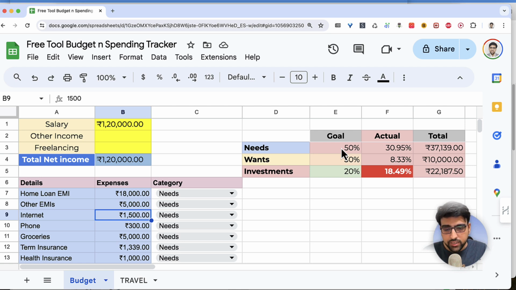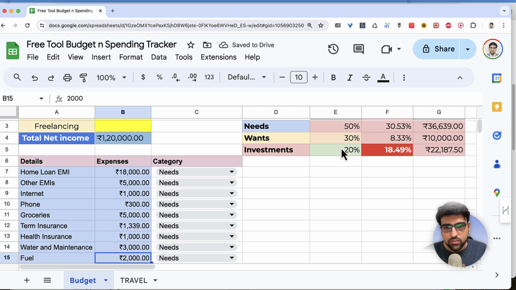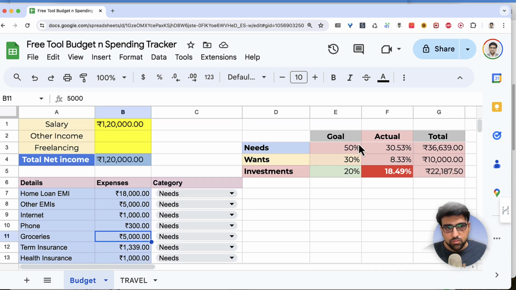So all your internet expenses, let us say 1,000 rupees, your phone expenses, let us say 300, all of this. Once you enter, what you'll see happening is there is a percentage actual. So this is the goal. You should not be spending more than 50%, and then this is the actual that you have spent. If it is below this number, well and good, keep increasing your investments.